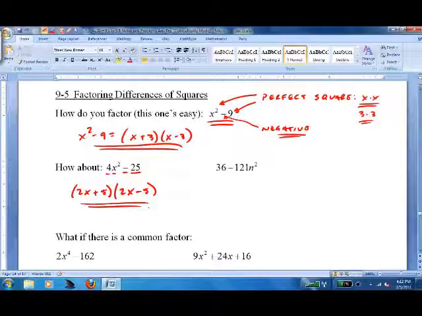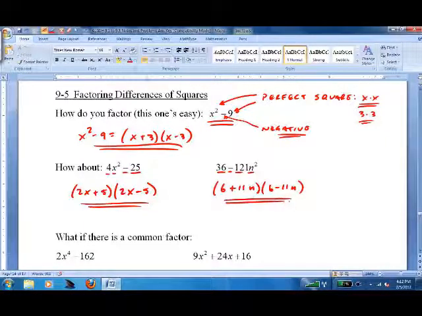Try the next one on your own if you want. You can pause the recording. So, perfect square, negative, perfect square, perfect square. 6 plus 11n, 6 minus 11n. Done.